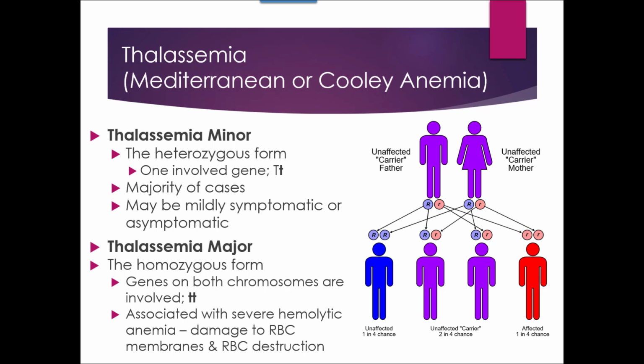But then we have thalassemia major, and in this one, the individual inherits it from both of their parents. So what this shows up as is severe hemolytic anemia, and that means that basically it causes damage to the red blood cell membranes and therefore death of the red blood cells.